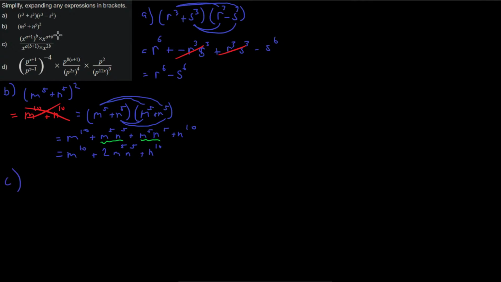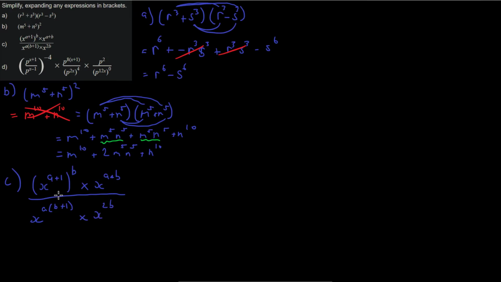Ooh, C is quite a hairy customer. We've got x to the power of a plus 1 in brackets to the power of b multiplied by x to the power of a plus b all over x to the power of a open bracket b plus 1 close bracket times x to the 2b.